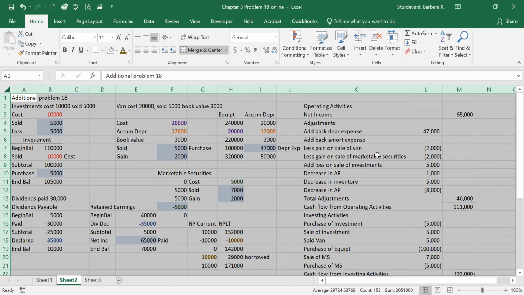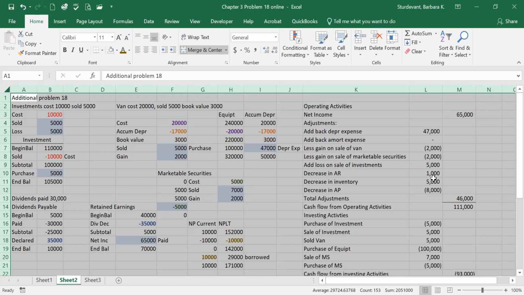We had a gain of marketable securities. So down here, we had to do the marketable securities. They told us that we sold them for 5,000. And so that was, we purchased 5,000. And then we ended up selling the same 5,000. But when we sold it for a gain. And so that's our $2,000 gain there. Our loss on investments came from here. And that was added. These were just the changes in the accounts.